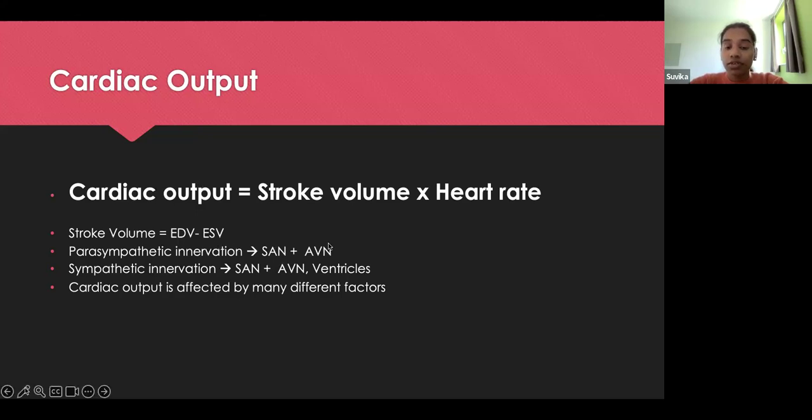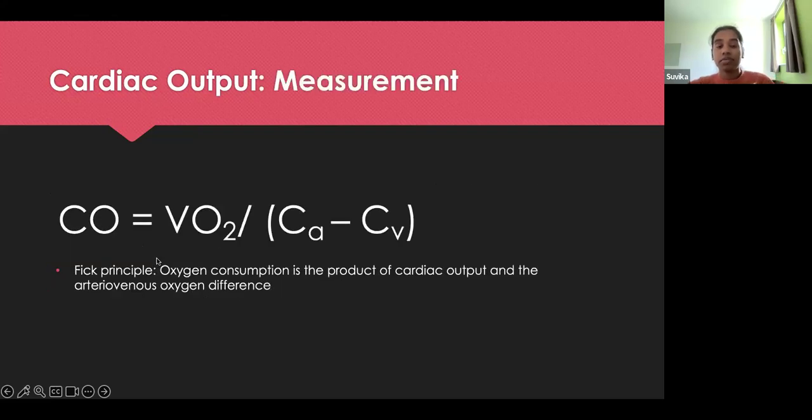So there are 2 nodes in the heart that you might know of, the sinoatrial node and the atrioventricular node. The parasympathetic can have influence on both of these, whereas the sympathetic is mainly the SAN and AVN, but can also supply the ventricles as well. So let's look at the different components and how different things could actually be impacting cardiac output.